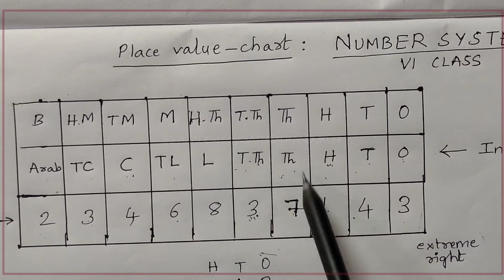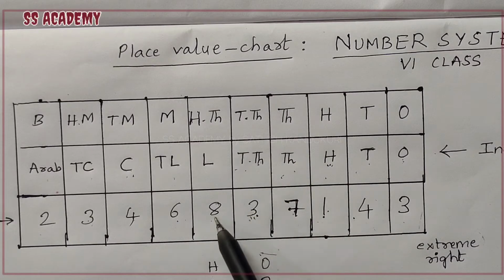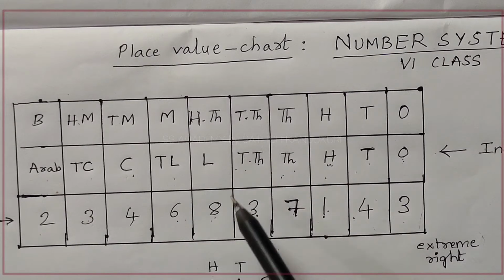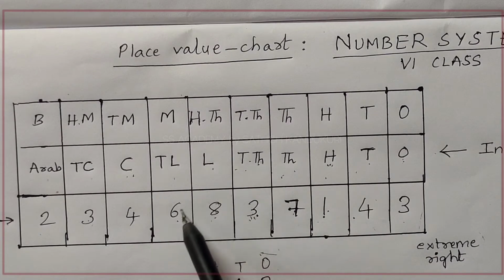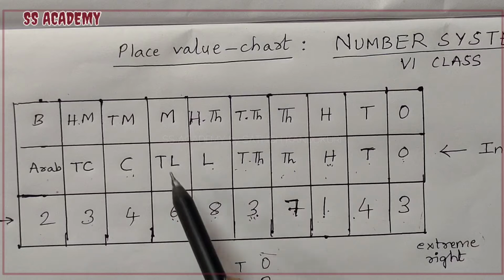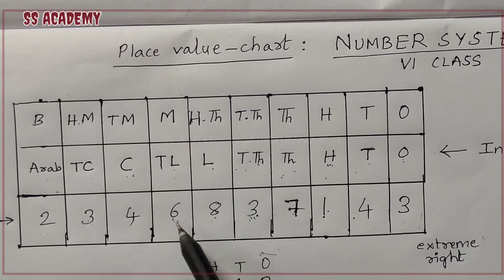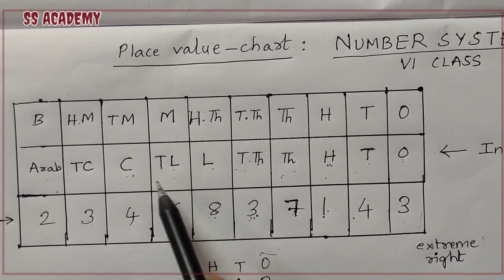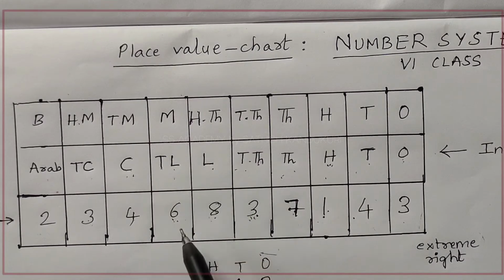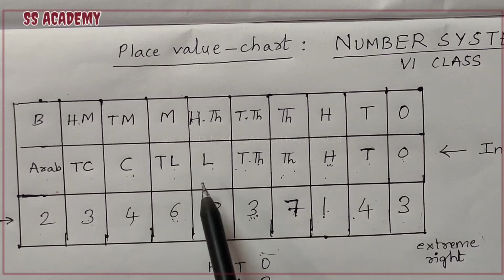After completion of thousands, there is another number, 8, which is in lakhs place. After that we have 6, which is in 10 lakhs place. That means 6 and 8 both are under the lakhs category.